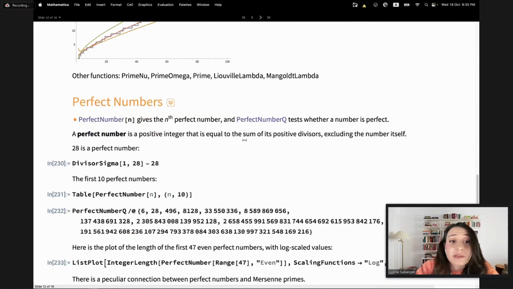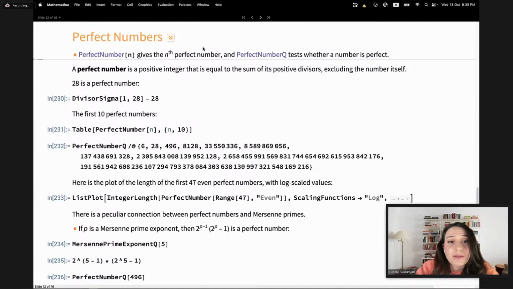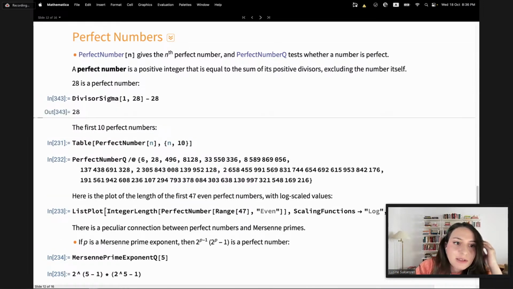Now, let's talk about perfect numbers. We didn't have a chance to do it, but it's a very interesting thing in number theory. What is it? PerfectNumber gives the nth perfect number. That's the function in Mathematica and in the Wolfram language. And PerfectNumberQ tests whether a number is perfect. So a perfect number is a positive integer that is equal to the sum of its positive divisors, excluding the number itself. For example, 28 is a perfect number because you can check. This is what I was talking about. This is the sum of its positive divisors, excluding the number itself, and it just equals 28.